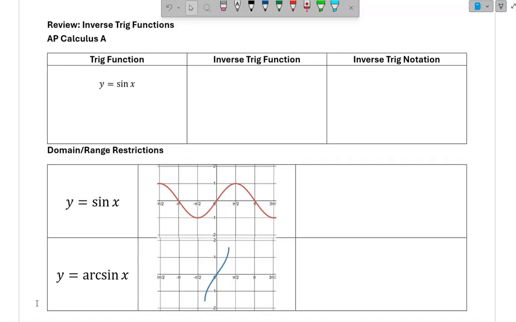In this video we are going to do a pre-calculus review of inverse trig functions. This is going to be split up into a couple parts: first in terms of notation, graphs, and then how to evaluate. So let's go ahead and talk about notation first.